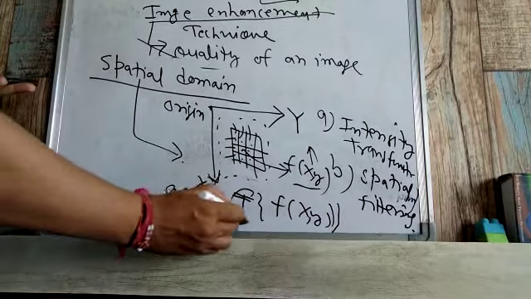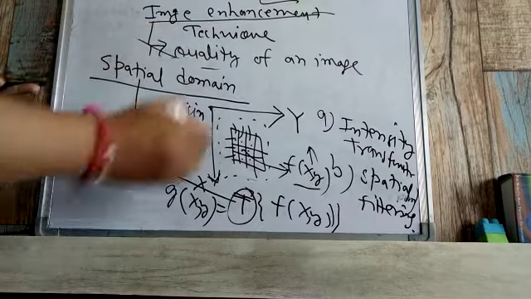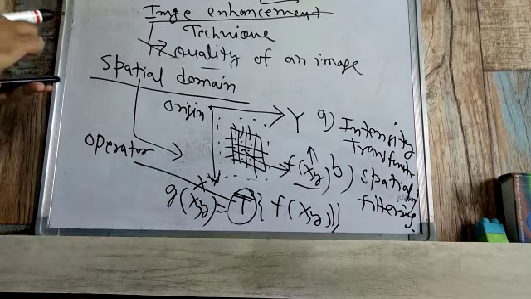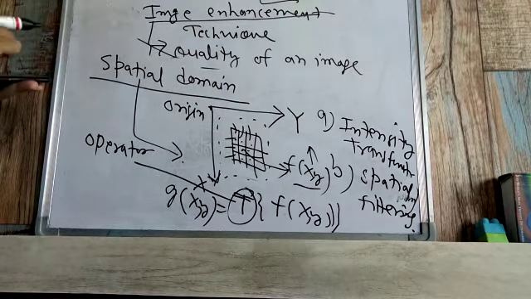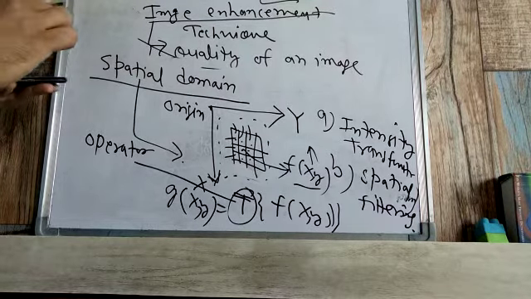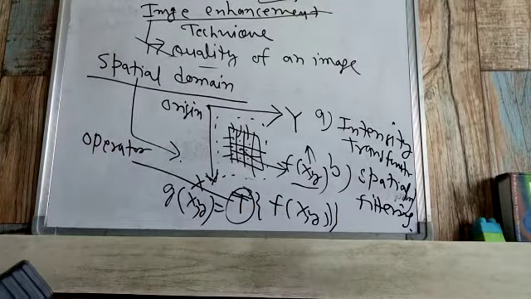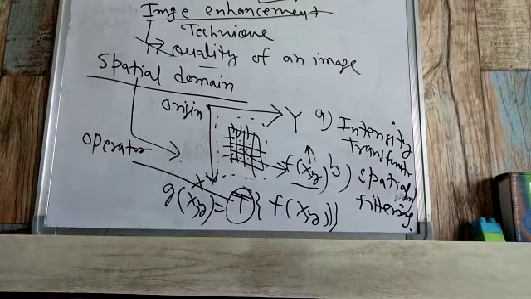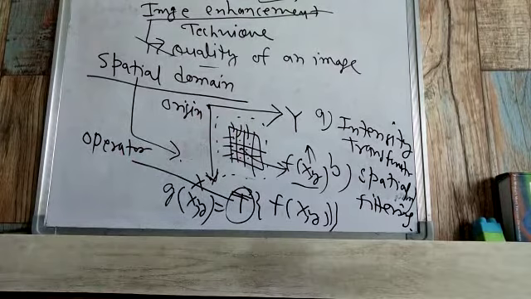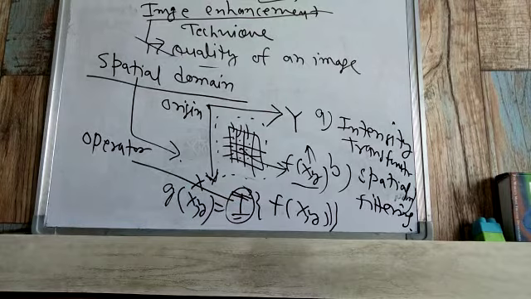T is here known as what? T is known as the operator. Whenever you are working over the spatial domain, you are simply obtaining g of x, y by applying an operator T. The simplest case is when the size of the neighborhood is 1 cross 1, rather than 3 cross 3. Clear? Here T is also known as the operator, or you can say gray level transformation.